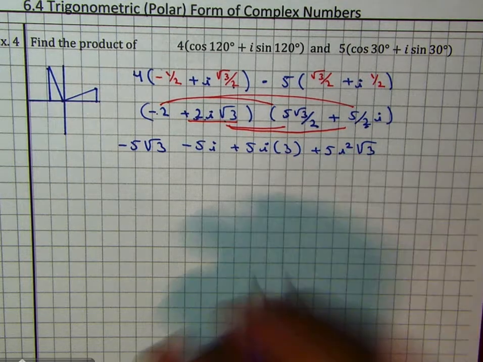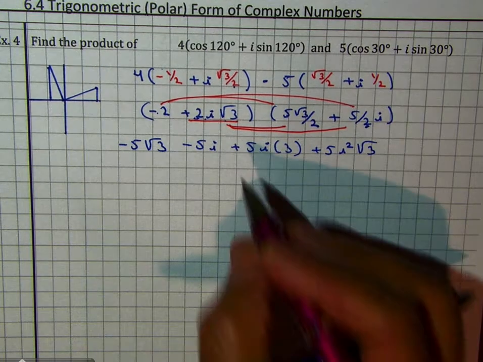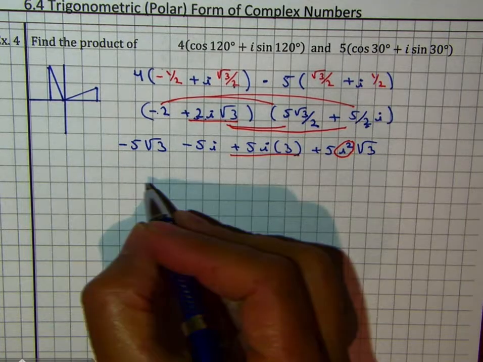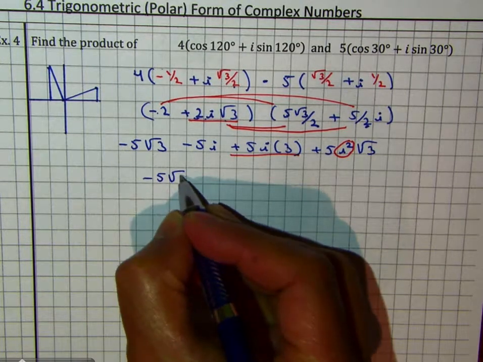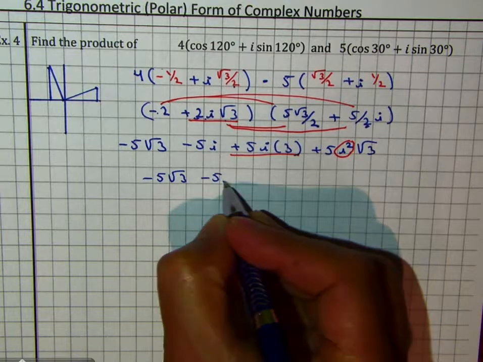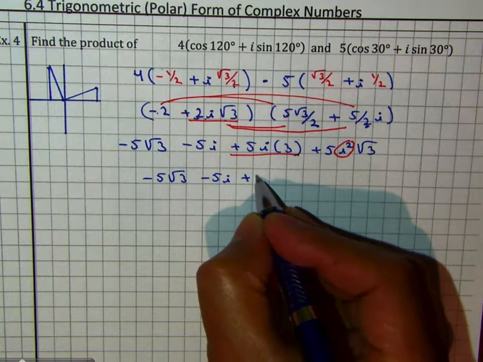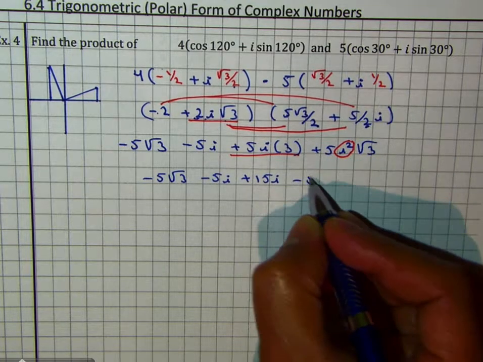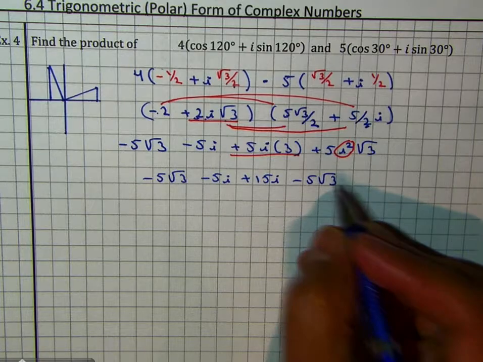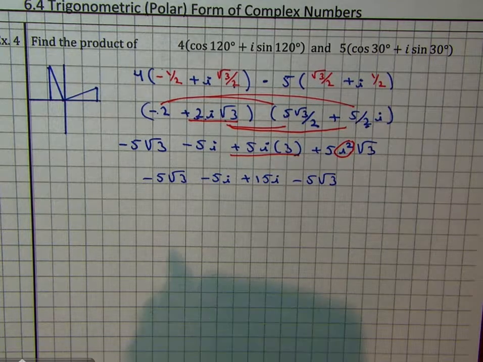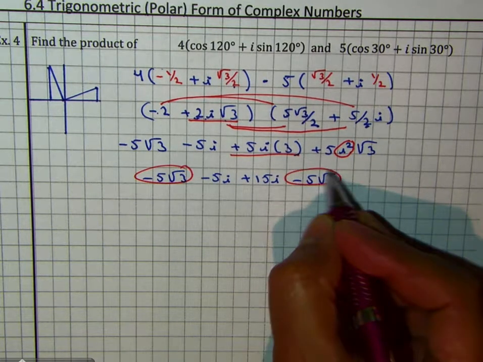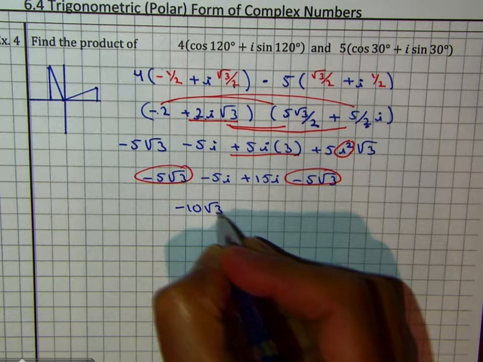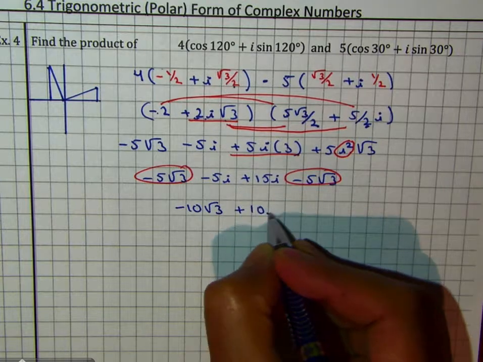Let me simplify this out. So therefore I can multiply 5 times 3. I know that i squared is equal to negative 1. So therefore I have negative 5 square root of 3, negative 5i. That gives me plus 15i. That gives me negative 1 times 5 is negative 5 square root of 3. Now I can combine like terms, which gives me negative 10, and the square root of 3 stays there, plus 10i.